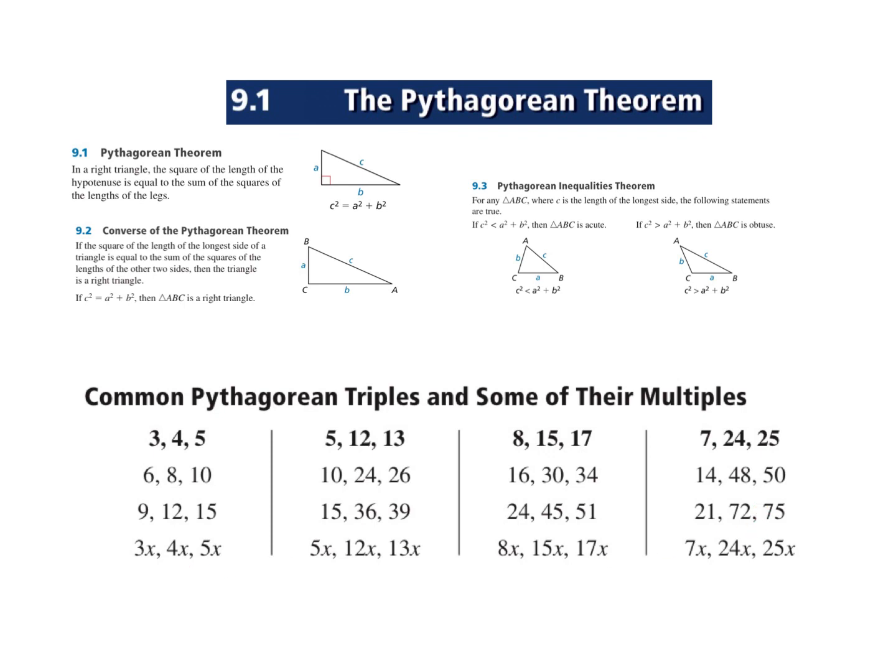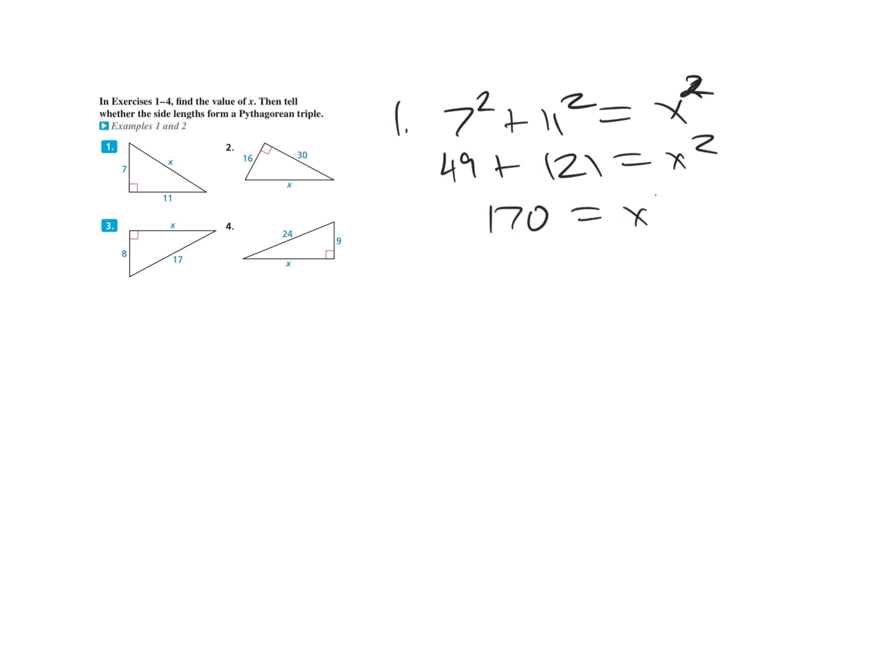Let's do some homework. Find the value of x. All right, so number 1. So the two sides, we have 7 squared plus 11 squared equals x squared. So x is in the c position, so that's what we're going to figure out. 49 plus 121 equals x squared. 49 and 121 is 170. So what is x squared?